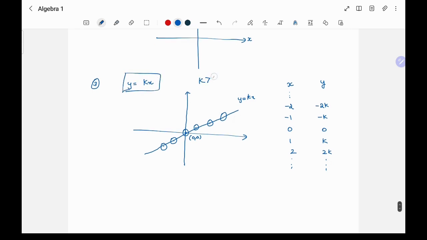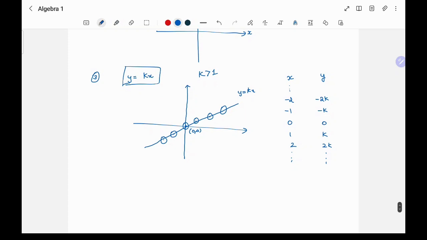If k is greater than 1, how will the straight line look? So this will all be greater than 2. Let's first draw the equation y equal to x. In that case, the slope will be 45 degrees, right?